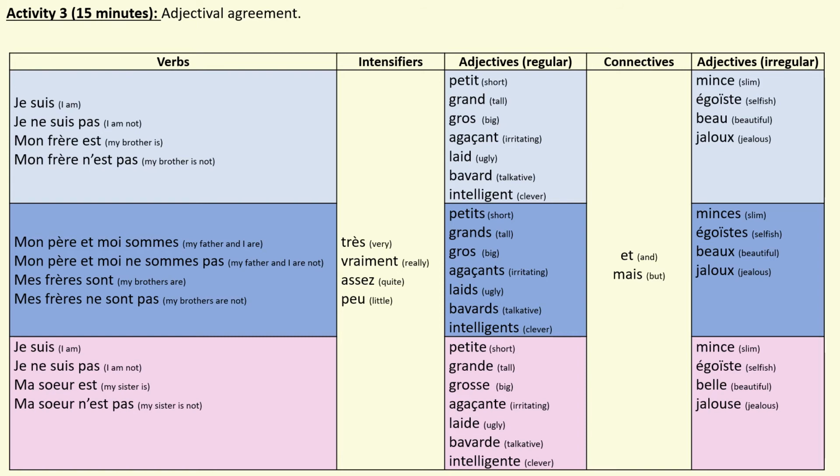For the last column, mince is still going to be the same, égoïste is going to be the same, beau becomes belle, like we saw earlier, jaloux, jalouse, so that X has gone and we put an S and an E. That's for you to pay attention to.